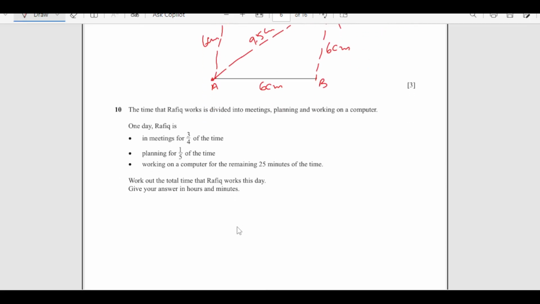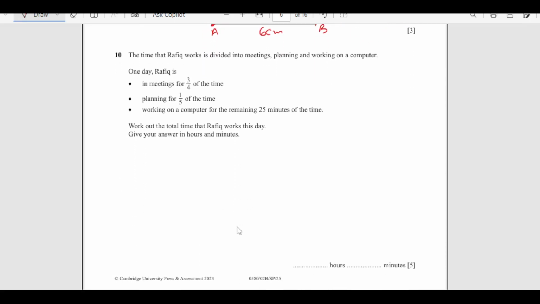Now number 10. This time, the time that Rafiq works in is divided into meetings, planning and working on a computer. One day Rafiq's meeting is 3/4 of the time spent in meeting, planning and working. Work out the total time that Rafiq works this day. Give your answer in hours and minutes.